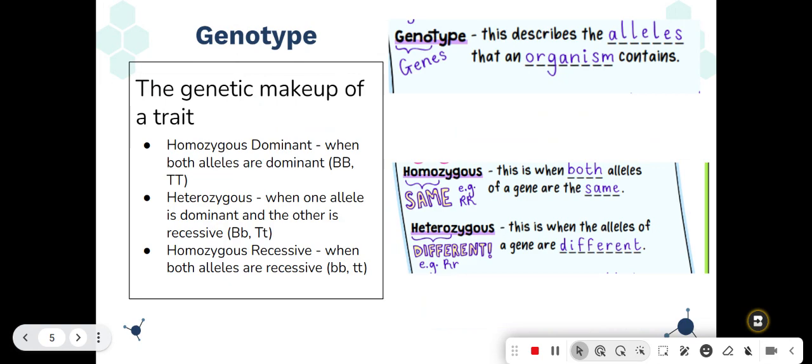You can either have homozygous dominant, where both your alleles are dominant, therefore 2 capital letters. You can have a heterozygous genotype, where one allele is dominant and the other is recessive, so 1 capital, 1 lowercase. Or you can have homozygous recessive, when both alleles are recessive, meaning they're both lowercase. Homozygous just means that the alleles are the same, so they're either both dominant or both recessive. And heterozygous means that the alleles are different, so you have 1 dominant, 1 recessive allele.